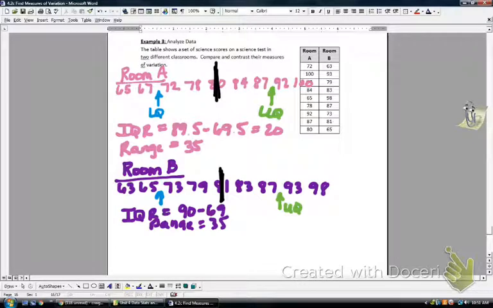All right, so I have found the IQR. Whoops, I forgot to write it down. 90 minus 69 is 21. And I found the range for room B. So both classes have a range of 35. So that's a comparison.